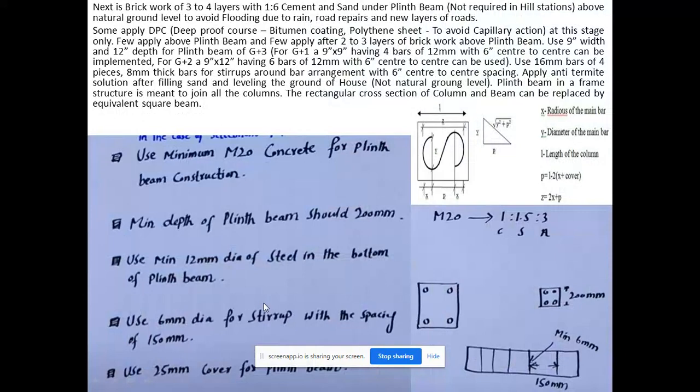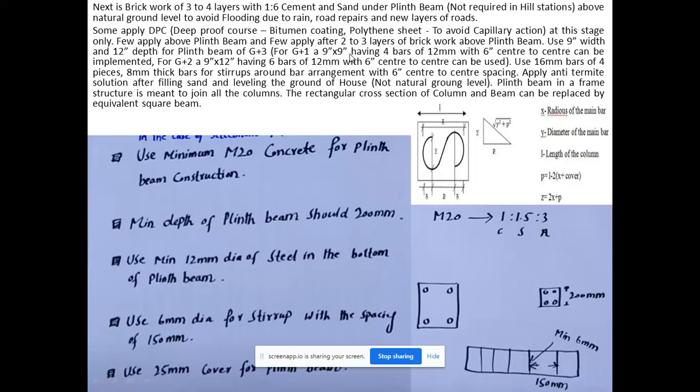The next is the brickwork part during the construction process. So we need to come up with 3 to 4 layers with 1:6 cement and sand and a plinth beam. This arrangement is not required in hill stations or on natural ground level, and basically it is used to avoid flooding due to rain or road repair and even due to new layers of roads. So some apply DPC or damp-proof course with bitumen coating polythene sheet to avoid capillary action.